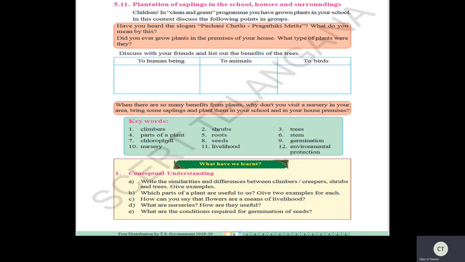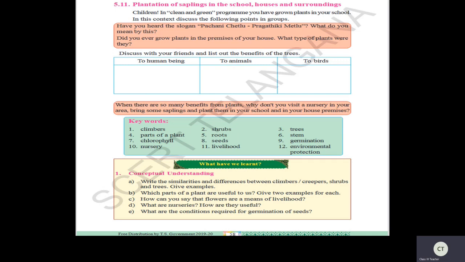So that is why plants are very important. That is why the slogan is important. You should know what that slogan is. Pachani chetlu pragatiki metlu. So now children, do you have any plants near your house? In your premises, are you growing them? If you grow them properly, just observe how the birds are depending on the plants, and also how animals and human beings are depending on all these plants.